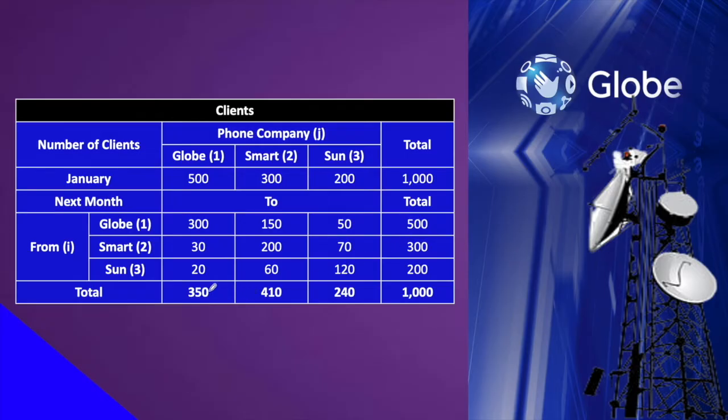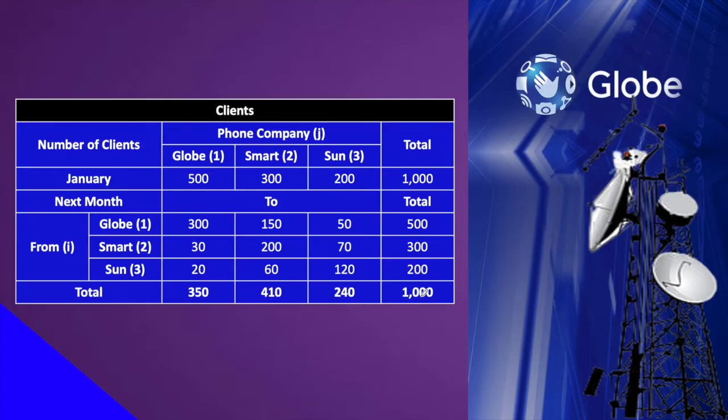Okay? Now, if you look at it, what is this total? We have here 300 plus 30 plus 20, that is 350, as the total number of clients who are now under Globe. For Smart, 410. For Sun, 240. So, this will be the total number of clients for the next month. That is what it means. And the total is 1,000.